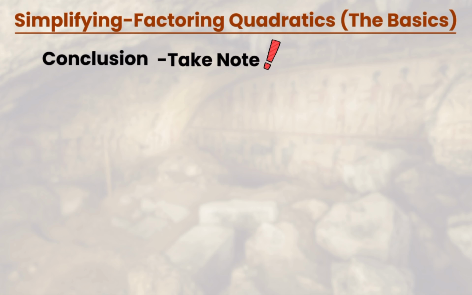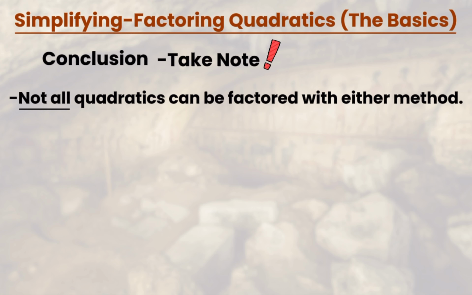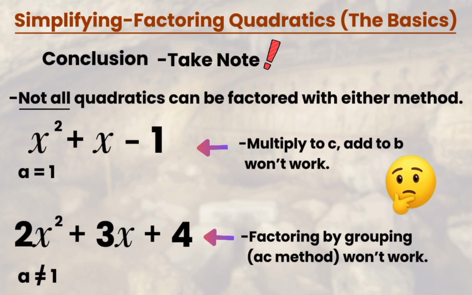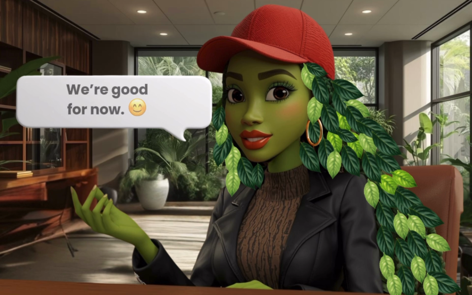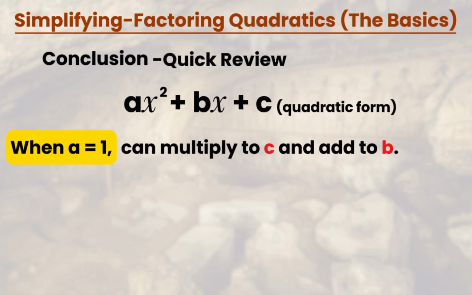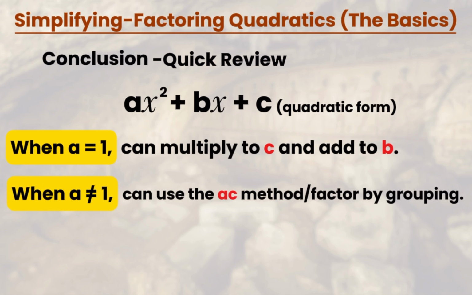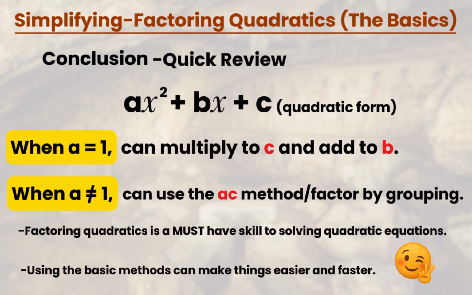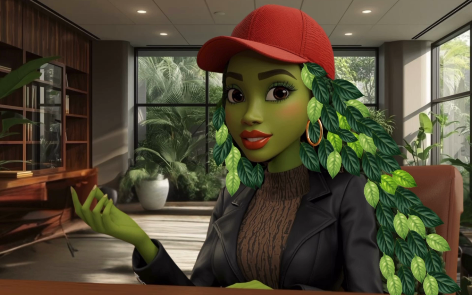Just an FYI, not all quadratic expressions can be factored using either method. But that's alright for now, as that's a whole other section. For now, these two strategies are the most basic to understand. The multiply to C and add to B strategy is used when A is equal to 1, and the AC method is used when A is not equal to 1. Factoring quadratics is a must-have skill when you are to solve an equation. And like with everything, practice makes perfect.